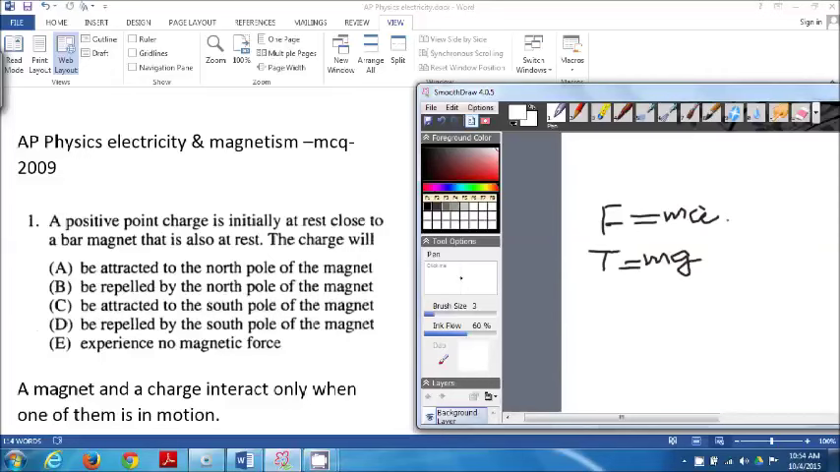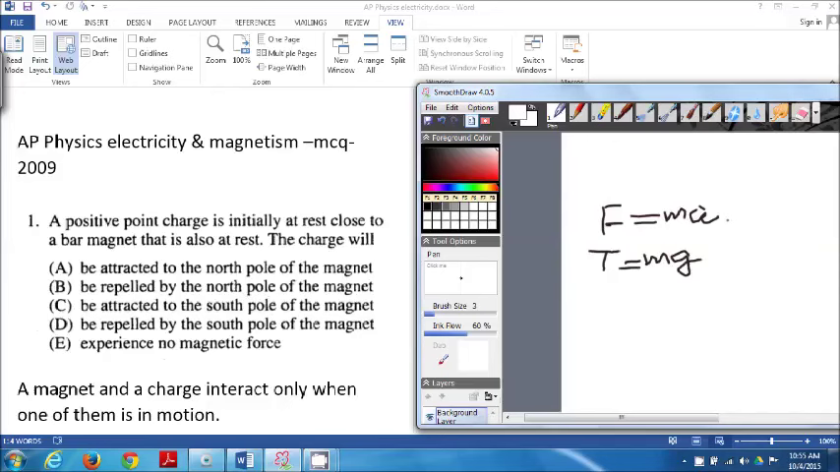Now we will discuss the solutions for AP Physics, Electricity and Magnetism multiple choice questions, year 2009. The first question is: a positive point charge is initially at rest close to a bar magnet that is also at rest. The charge will be attracted to the North Pole, repelled by the North Pole, attracted to the South Pole, repelled by the South Pole, or experience no magnetic force.